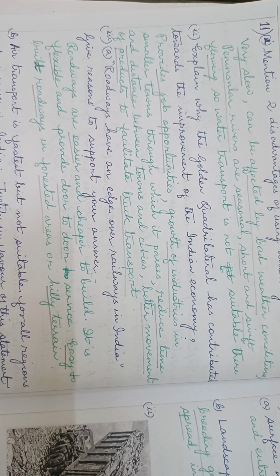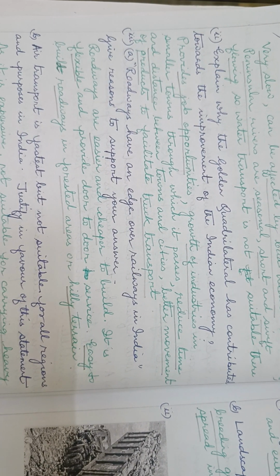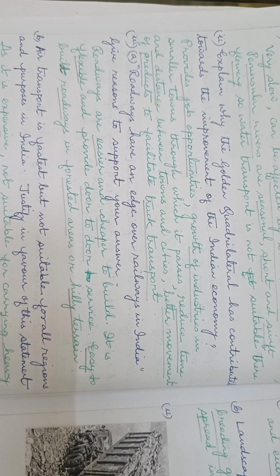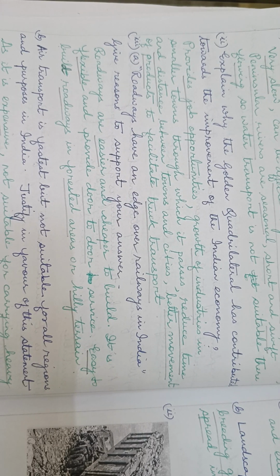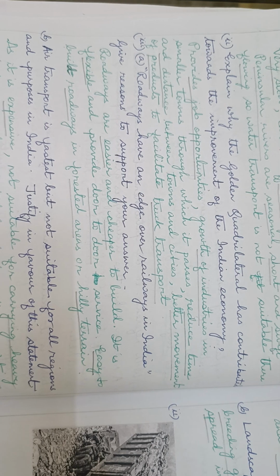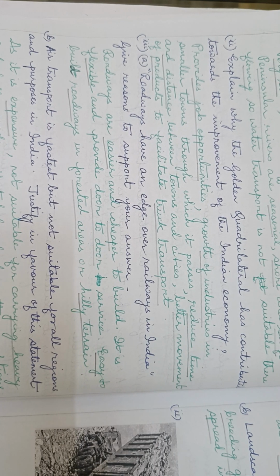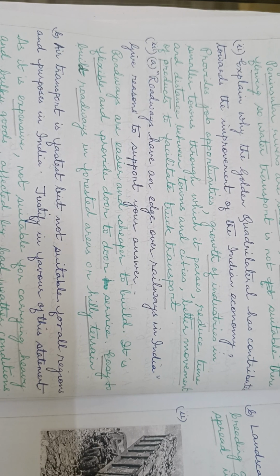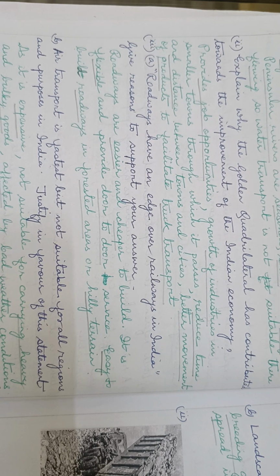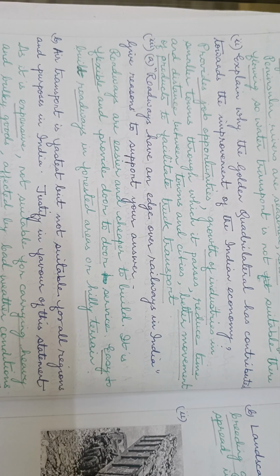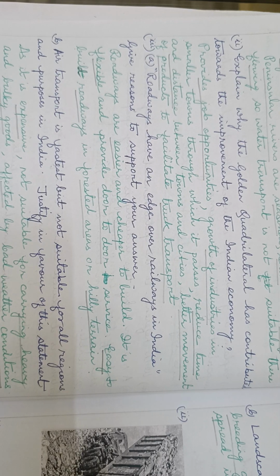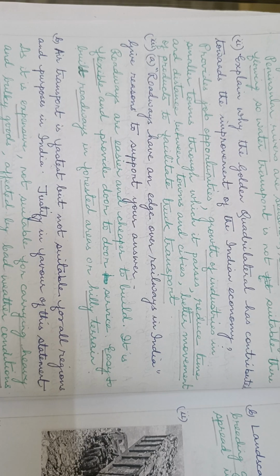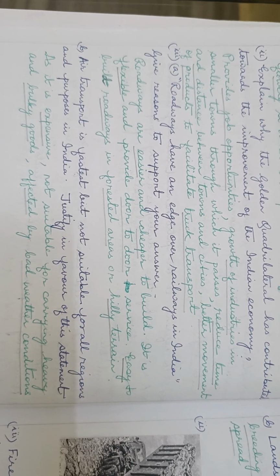Roman number 2, Golden Quadrilateral has contributed towards the improvement of the Indian economy. The first one is provide job opportunities. Second, growth of industries in smaller towns through which it passes. Third, reduces time and distance between towns and cities. Fourth, better movement of products to facilitate truck transport.